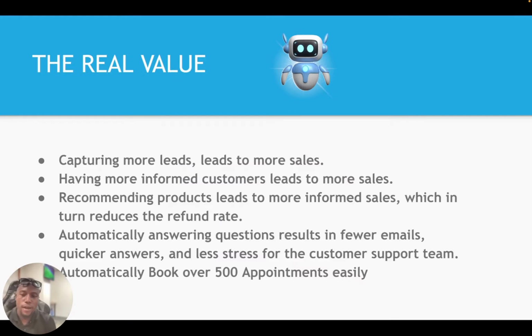So what is the real value? The real value is that you will be capturing more leads, and those leads will lead you to make more sales. Having more informed customers leads to more sales. Recommending products leads to more informed sales, which in turn reduces the refund rate. But also, automatically answering questions results in fewer emails, quicker answers, and less stress for the customer support team. And this is how you can see how a customer support team can easily start being replaced by AI tools.